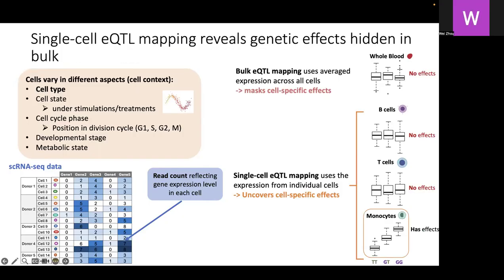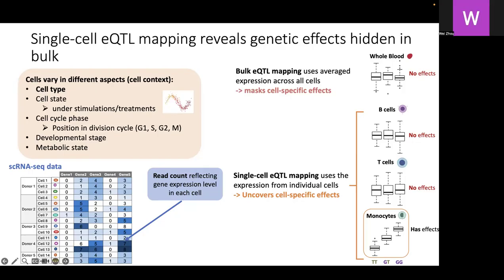Here's a concrete illustration. A genetic variant, shown as TT, GT, or GG genotypes, where each additional G allele increases expression by 1 in each group, might have a strong effect on expression specifically in monocytes, but no effect at all in T cells and B cells. If we average across all cell types together, as bulk RNA-seq does, the monocyte signal gets diluted by the flat signals in all the other cells and disappears entirely. Single-cell resolution simply lets us see it.